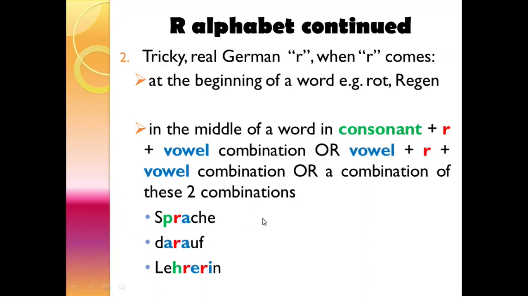The tricky R can also come in a vowel plus R plus vowel combination, as in the German adverb darauf. Darauf means onto. So for example, onto a sofa or on a tree. Then the R sound can also be heard in a combination of these two combinations. So for example, the consonant plus R plus vowel and the vowel plus R plus vowel combination. For example, in the word Lehrerin.